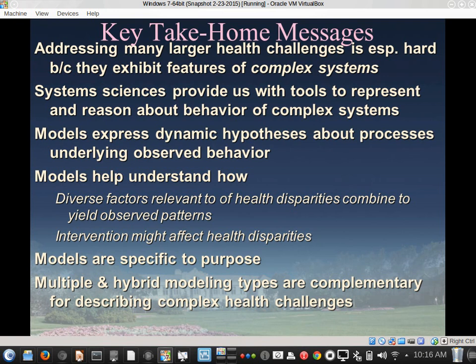These models are specific to purpose, and it turns out that multiple and hybrid modeling techniques, which we'll be talking about in our next session after the break, will be very helpful for describing diverse sets of complex health challenges. So after the break, we're going to be talking about different flavors of models, because you're going to use somewhat different flavors to describe health services needs than you will for, say, reasoning about social determinants of health. And you can combine them and mix and match them, but it's good to understand what tools are out there because they'll really simplify your life to use the right tool.